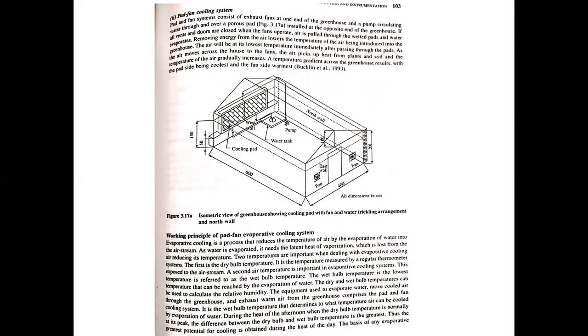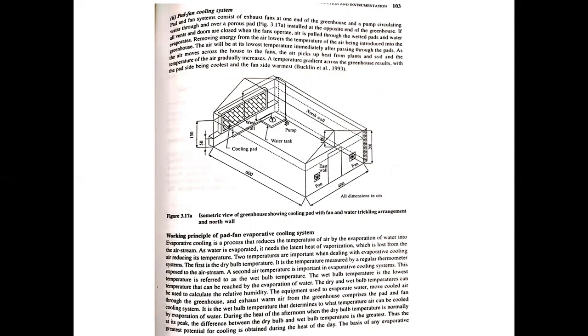Pad and fan system consists of an exhaust fan at one end of the greenhouse and a pump circulating water through and over a porous pad installed at the opposite end of the greenhouse. If all vents and doors are closed, when the fans operate, air is pulled through the wetted pads and water evaporates. Removing energy from the air lowers the temperature of the air being introduced into the greenhouse.